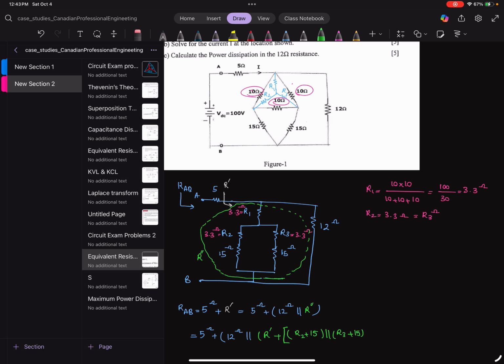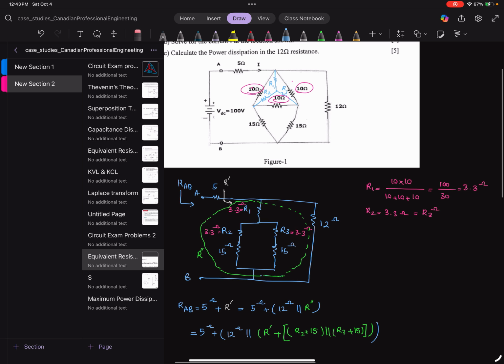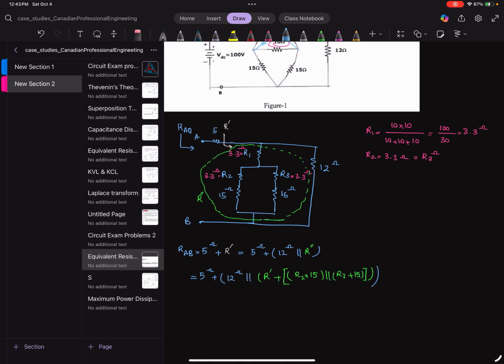So first we calculate the parallel of the two, then we add R prime to it, then we make that in parallel with the other one. Since R2 and R3 are exactly equal, the parallel of two equal resistors is the value of any of them over 2. So this is going to be 18.3 over 2, which is going to be 9.15 ohm. Now R prime is 3.